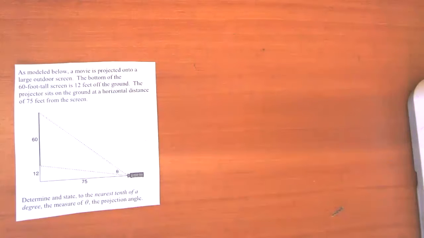So as modeled below, the movie is projected onto a large outdoor screen. So the bottom of the 60-foot tall screen is 12 feet off the ground. So over here in the diagram, here's the screen up here, and then there's some space between the bottom of the screen and the ground. The projector sits on the ground at a horizontal distance of 75 feet from the screen.